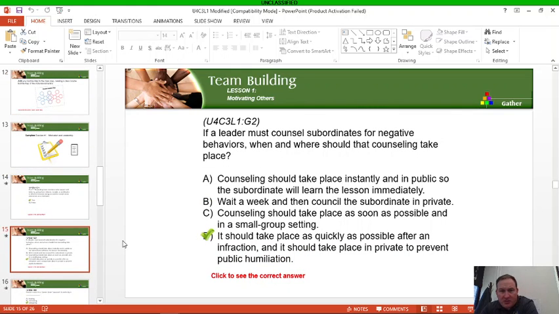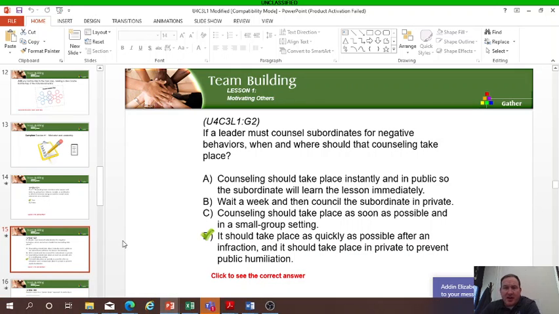If a leader must counsel subordinates for negative behaviors, when and where should that counseling take place? Right there, it is reward publicly and punish privately. It should take place as quickly as possible after an infraction, and it should take place in private to prevent public humiliation. We talked about that. I've had previous students say, hey, how come so-and-so isn't being dealt with for not making it to such practice or whatever event, or not doing this? Again, the whole reason they were asking is they didn't see it. It had actually already taken place, but they were concerned because they had not seen it.